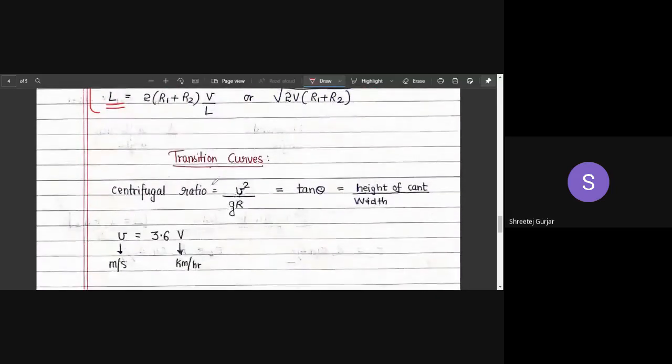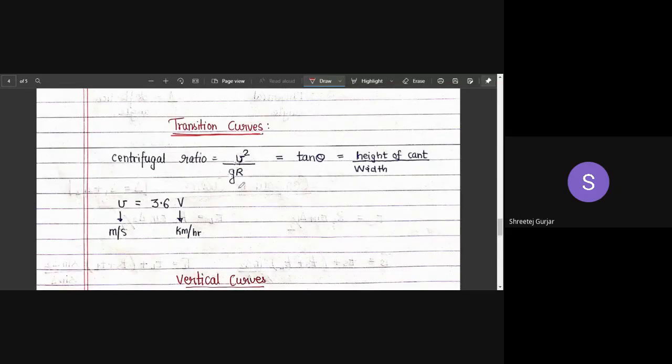Then we have learned transition curves. Yesterday only we learned transition curves, right? Under transition curves, I have told you how to convert meter per second to kilometer per hour. You can use this particular formula to convert from meter per second to kilometer per hour.